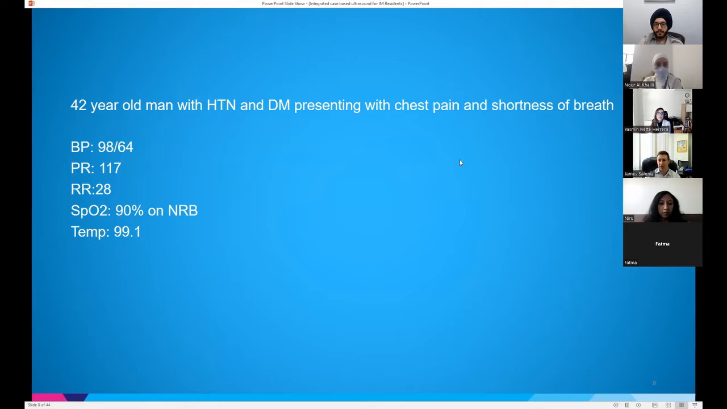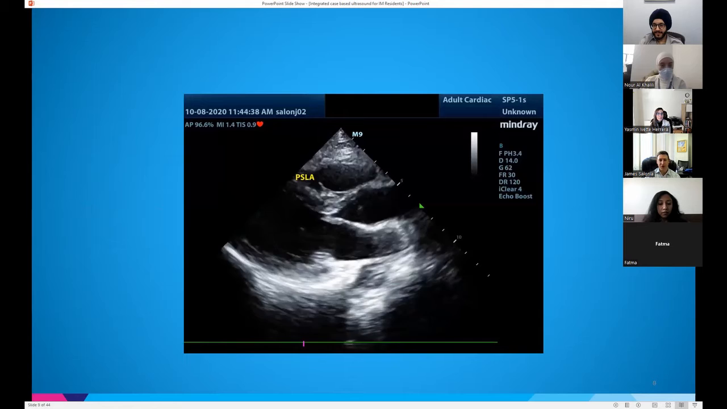So let's start stepping up the intensity here. So now you have a 42-year-old man with hypertension, diabetes, coming in with chest pain and shortness of breath. Seems like the same complaint. So obviously it's going to be the same condition, right? Hypotensive, tachycardic, tachypneic, hypoxemic, afebrile at 99.1. I don't believe in low-grade fevers, so you're either febrile or you're not febrile. So what do we have here?